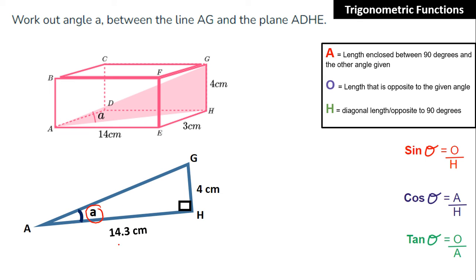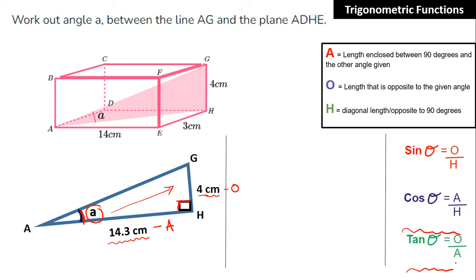Now in this particular example, you can see that we have the length enclosed between this angle and the 90 degree, so this becomes my A, and we have this length that is right opposite to the given angle, so it becomes my O. Now if I want to solve this, I know now that it's opposite and adjacent, so I'll be using the tan. So I have tan theta equals the opposite, which is 4, divided by the adjacent, that is 14.3.